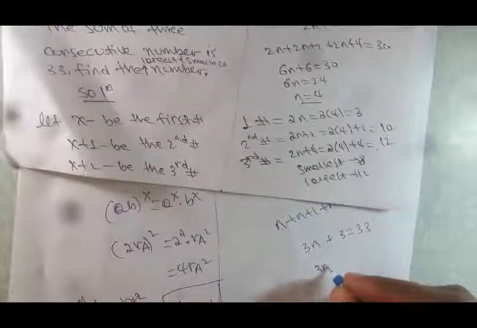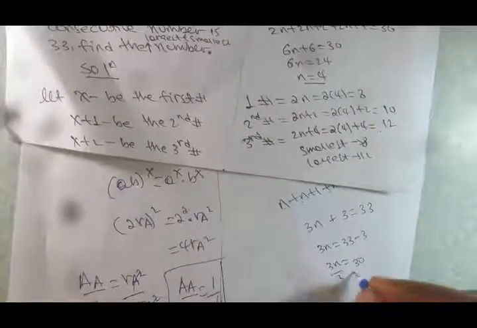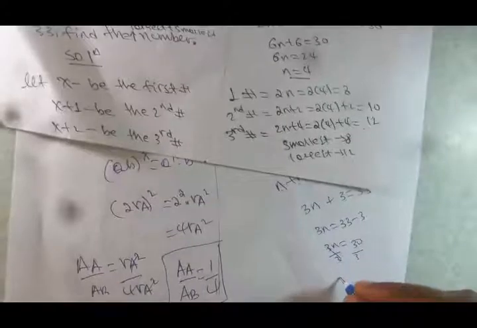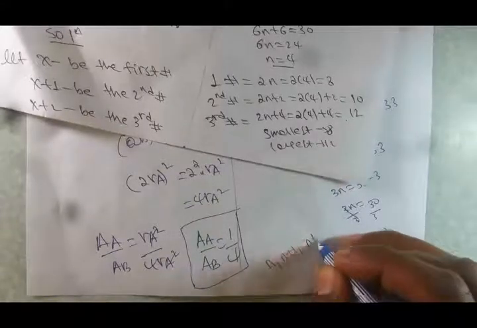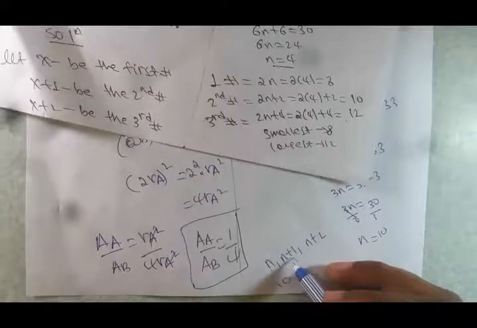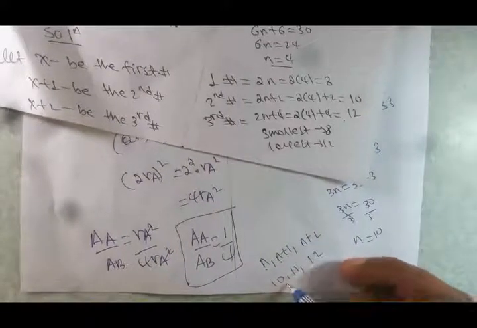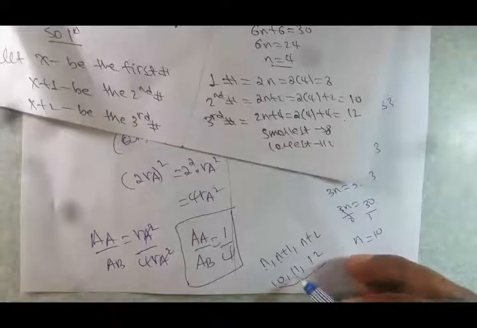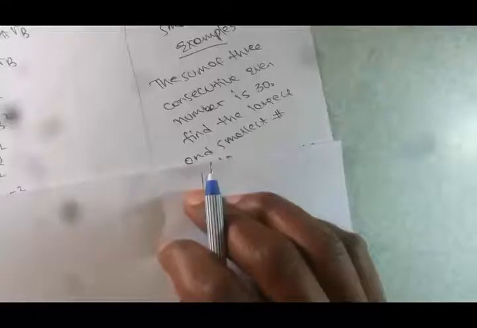Therefore 3n equals 33 minus 3. This is 3n equals 30, divided by 3 on both sides. Therefore the value of n is 10. And we know that these numbers are n, n plus 1, n plus 2. We already found n is 10. When 10 plus 1 is 11, 10 plus 2 is 12. So the three numbers are 10, 11, 12. When we sum up, they give 33.